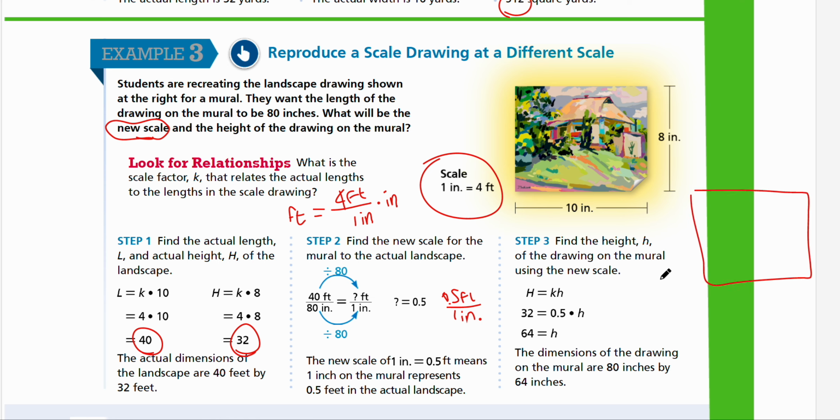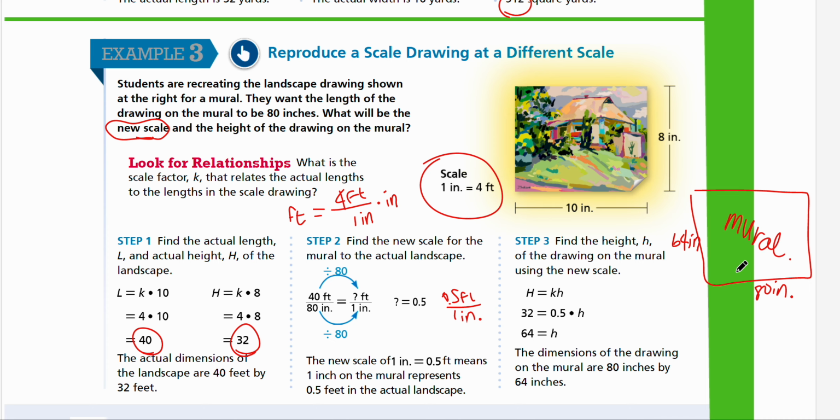Does that make sense? So 32 divided by 0.5 is basically 32 times 2. So it's going to be 64. So the new height would be 64 inches for the mural. So 8 times 8 is 64. 10 times 8 would be 80 inches. And so this would be the dimensions for the mural.